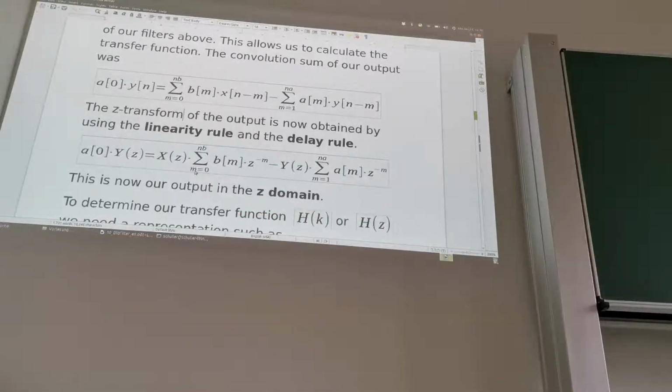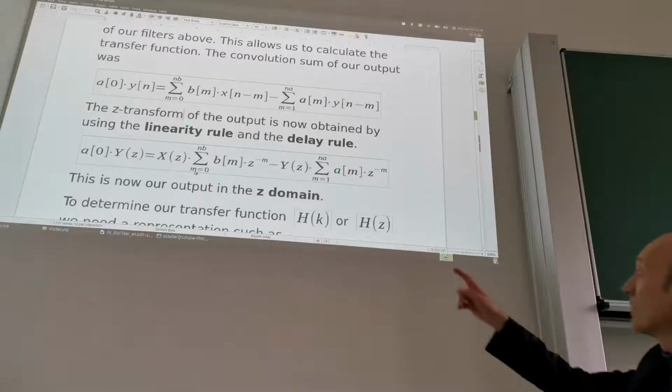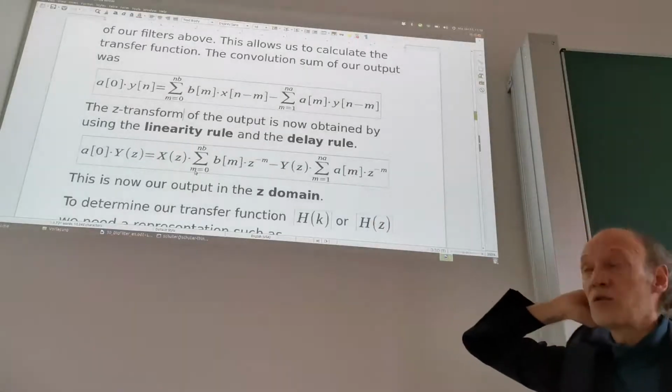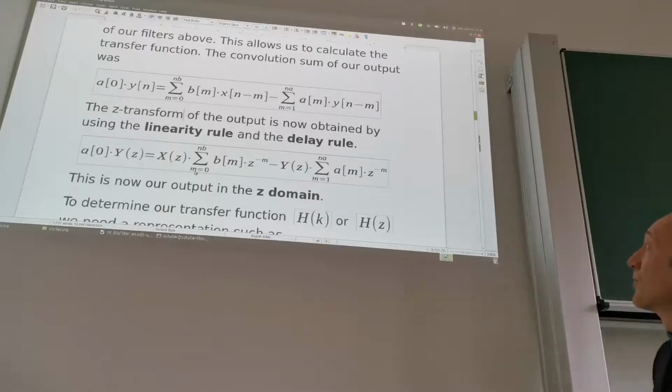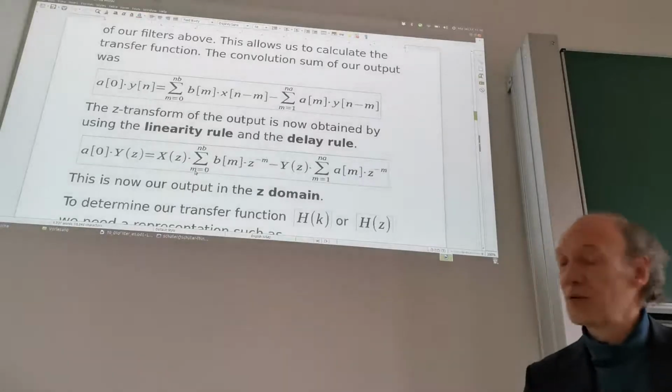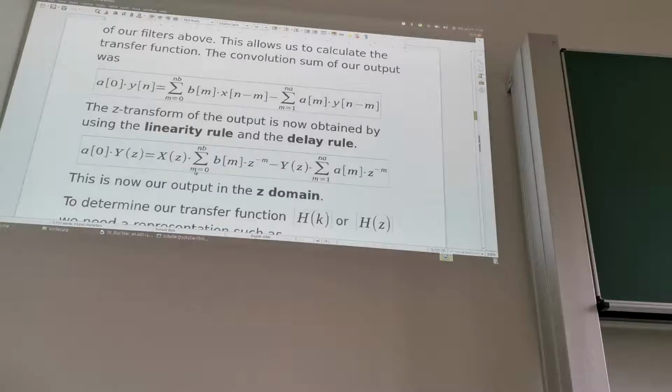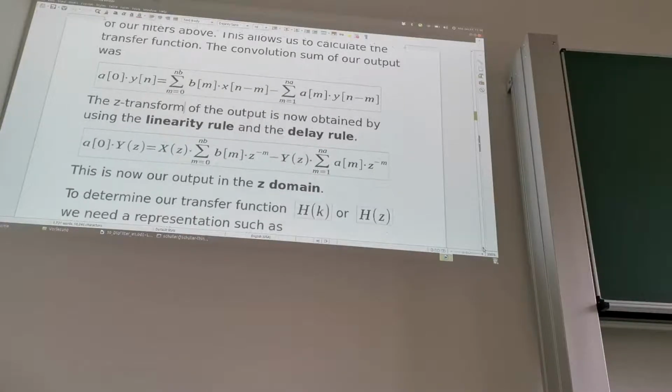Same for the second sum. We can factor out the y, capital Y of z, as a Z-transform, and then what's left from the sum is simply the fixed coefficients a times the delays, z to the minus m. Make sense? So it's very convenient for obtaining a closed form solution for this analysis. Right. So this is now our output in the z domain, and now we can compute the transfer function.